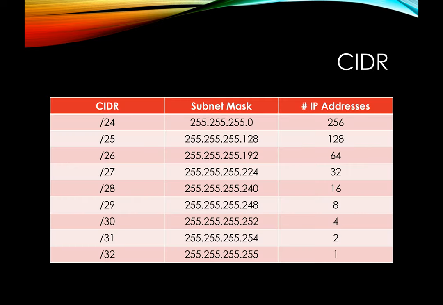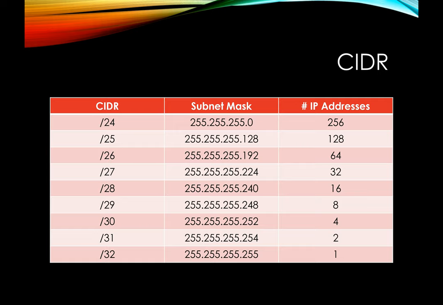CIDR. So CIDR adds a layer of complexity that, well, it's not really that complicated, but it is to some people when they see it for the first time. So remember we spoke about the class A, class B, class C. CIDR takes classes away. The classes are no longer relevant. All CIDR is a way of deciding how many preceding ones there are in a subnet mask.